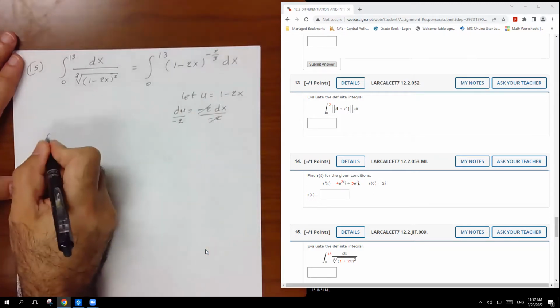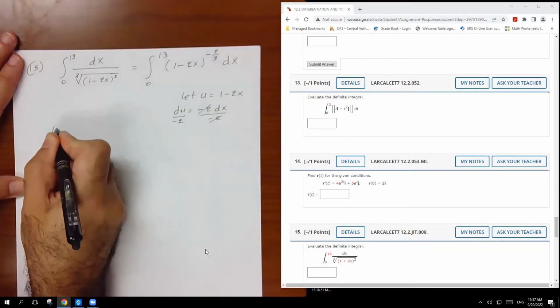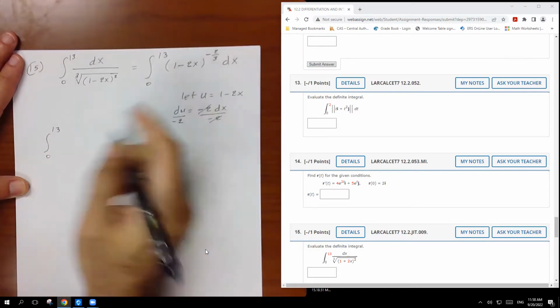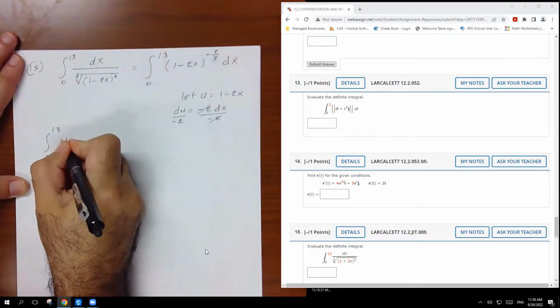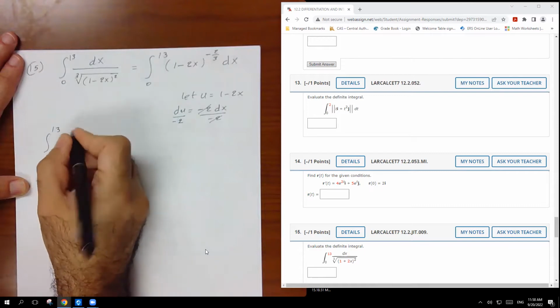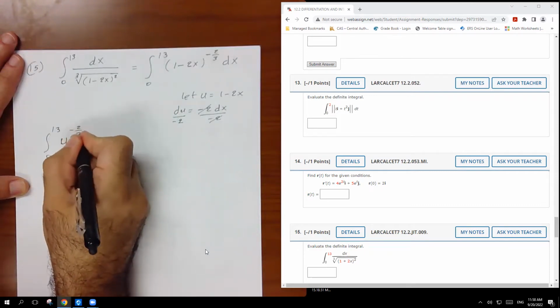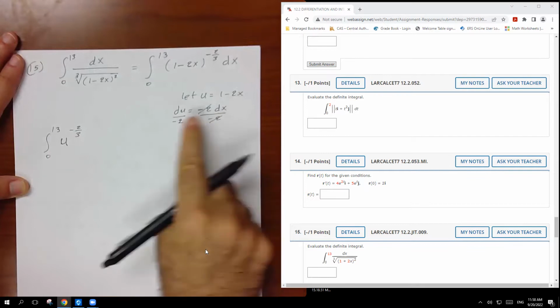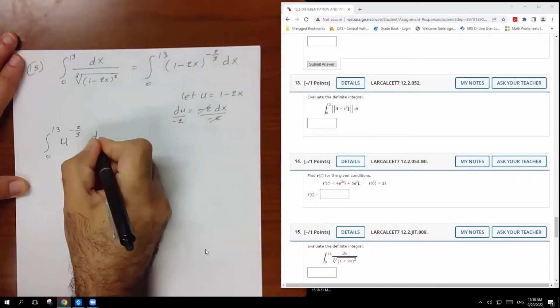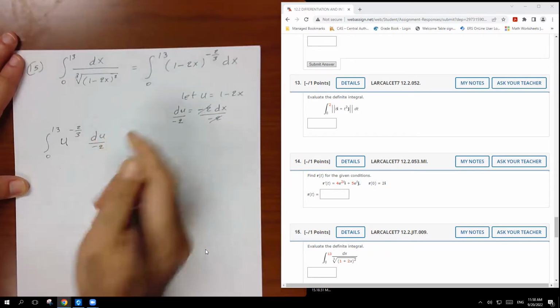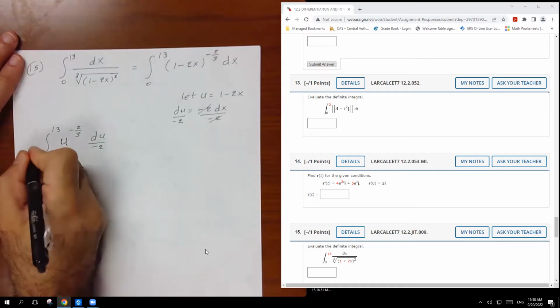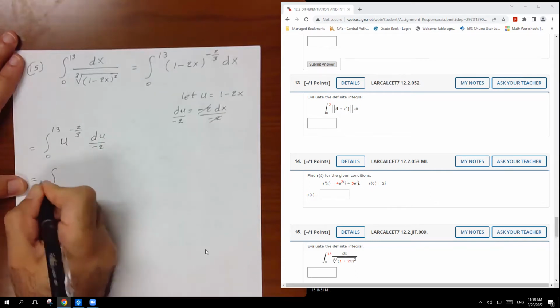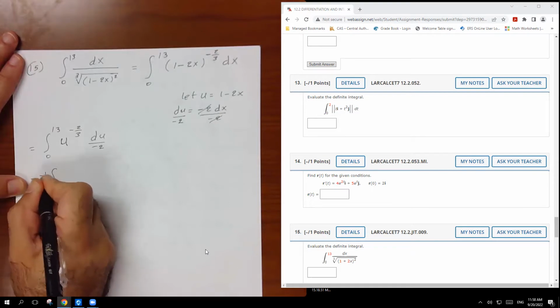That means this one is going to be the integral from 0 to 13. This part is going to be u to the power negative 2 over 3, and dx is going to be du over negative 2. Take the negative 2 out. That means this one is going to be the integral 1 over negative 1 over 2.